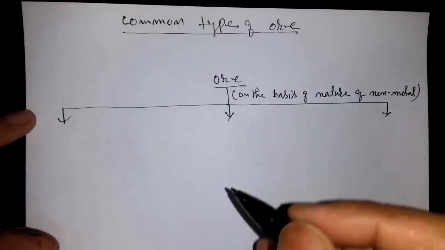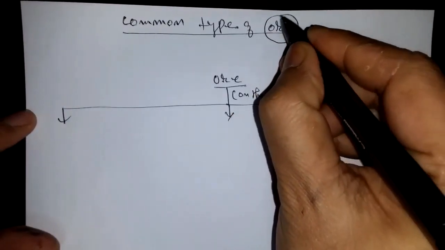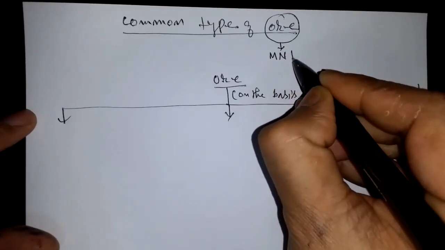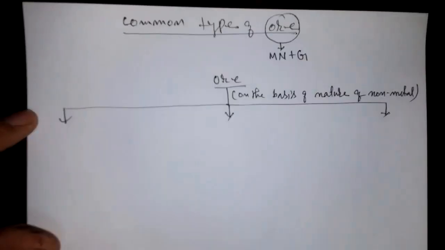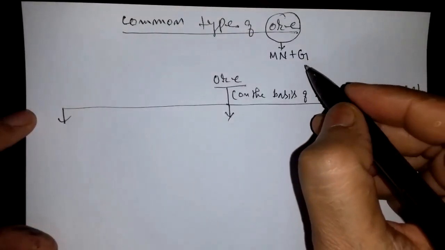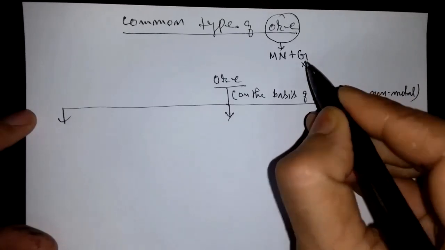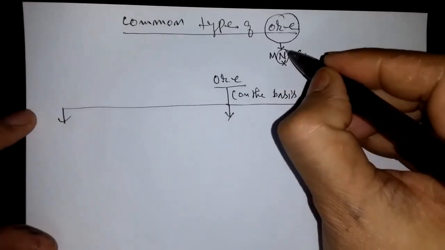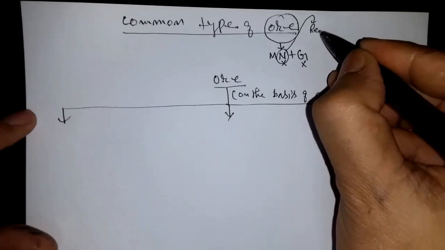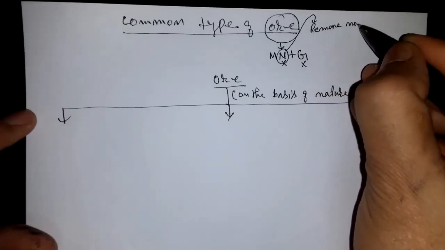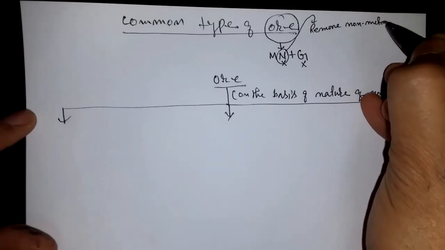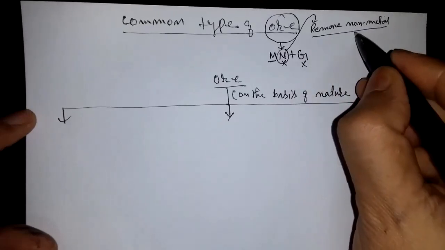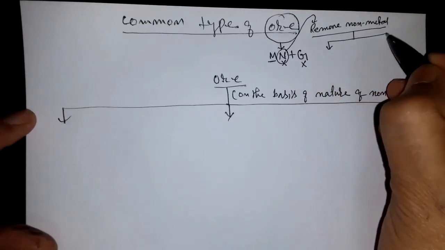Okay, before we go to further classification, we said that in ore there will be metal, there will be non-metal, and there will be impurity called gangue. So if you want metal, you have to do many steps. First you remove gangue, then you remove non-metal. We'll be focusing on removing non-metal. Why will you remove non-metal? Because when you remove non-metal, only then you'll get metal.